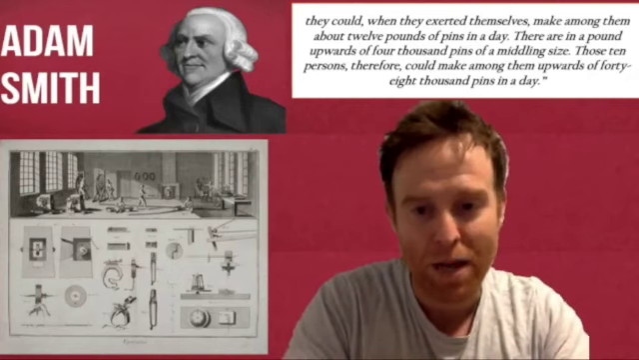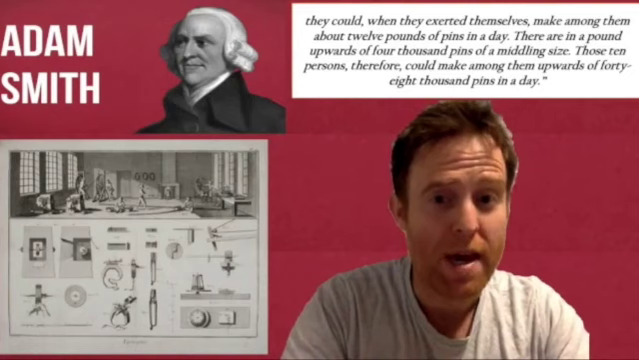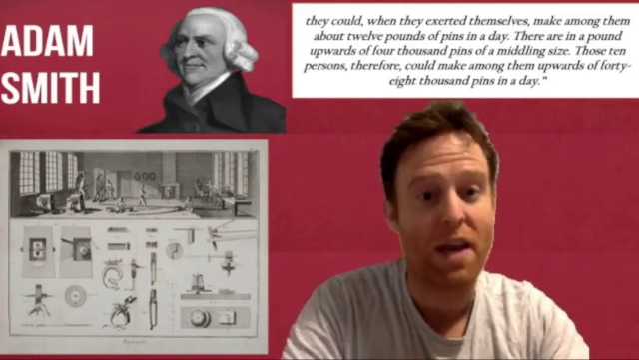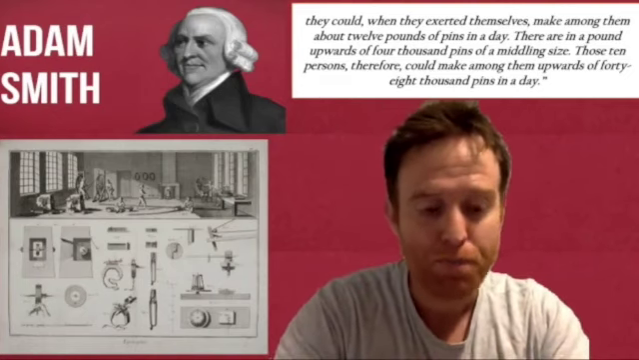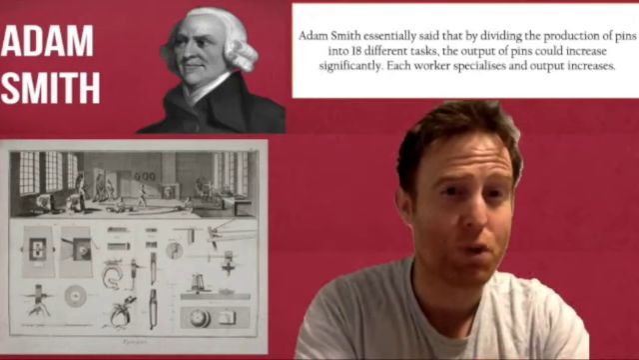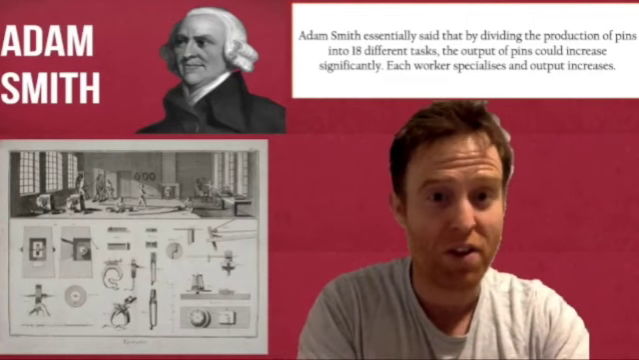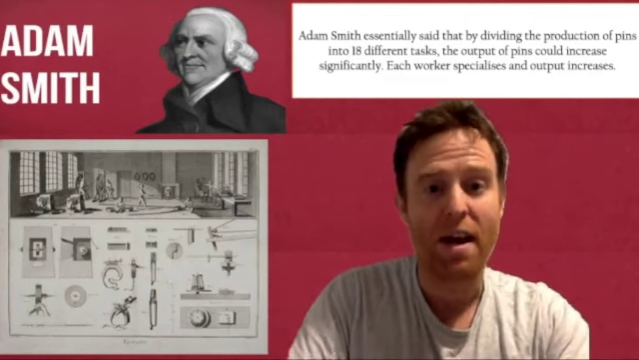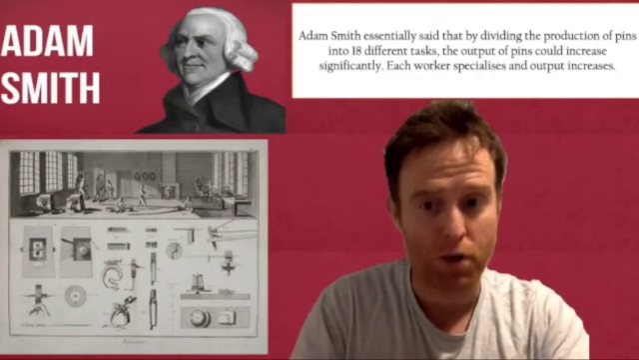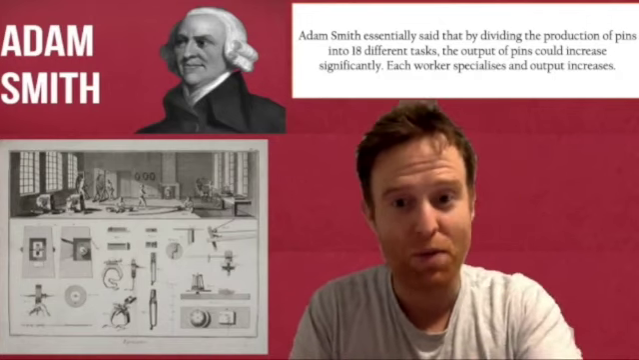And that's where Adam Smith really delves into how important division of labour could be in terms of increasing productivity and therefore increasing output. So Adam Smith essentially said that by dividing the production of pins into 18 different tasks, the output of pins would increase significantly. Each worker specialises and therefore the overall output increases. And you can see from the picture some of the diagrams and how they may have split it up.